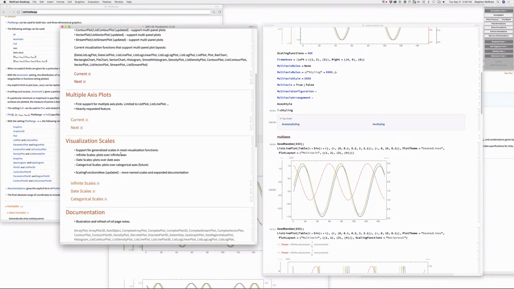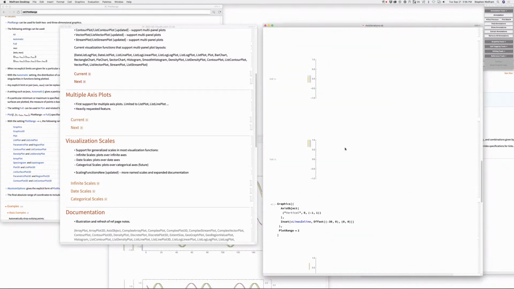Okay, visualization scale, support for generalized scales, infinite scales. What the heck does that mean? It means you can Plot f, x goes from minus infinity to infinity type stuff. Let's see what on earth that does. So you're saying plot sine x, x goes from what? 0 to 10, and then what? Plot range? No, just minus infinity to infinity. What the heck is that going to do? It's going to plot sine x from minus infinity to infinity.